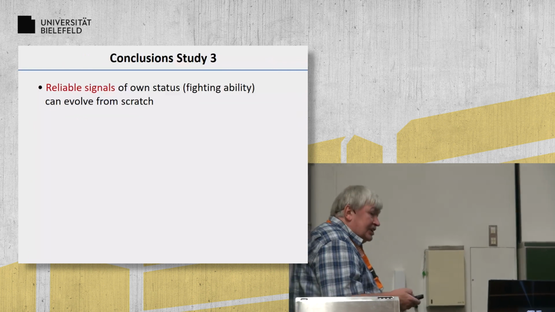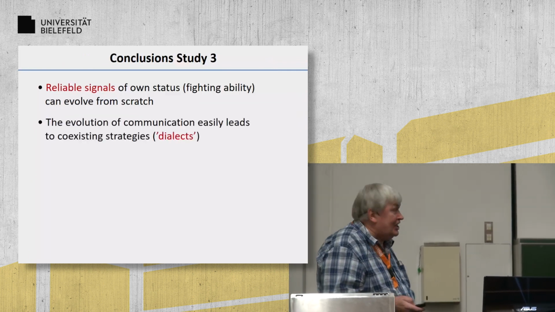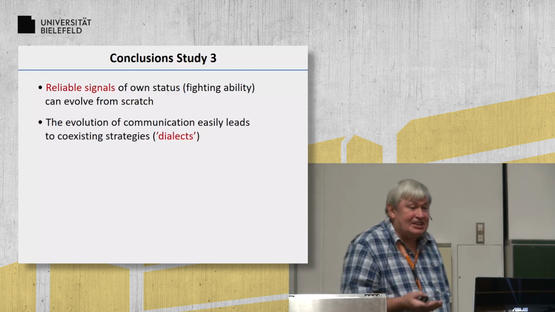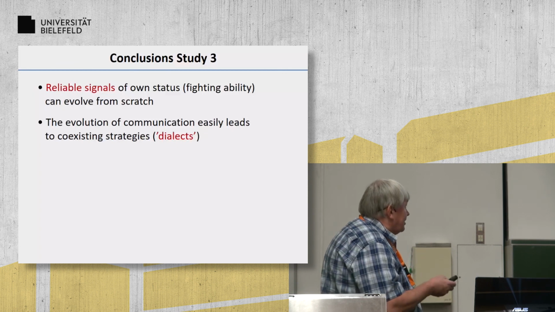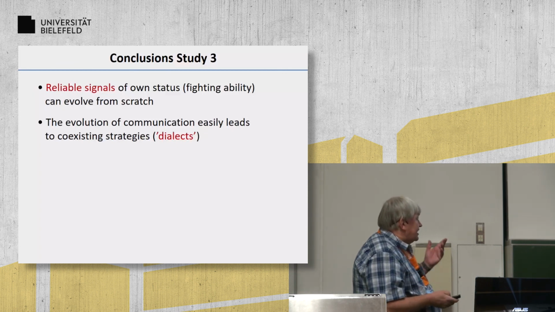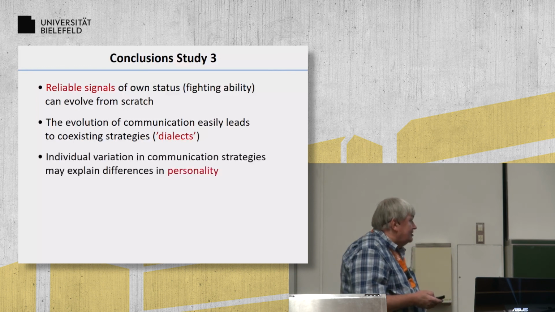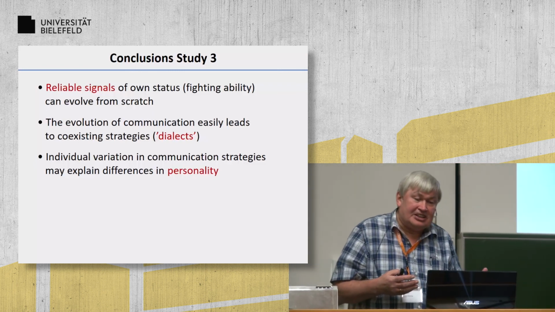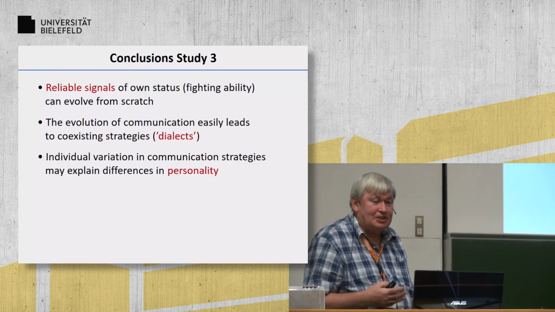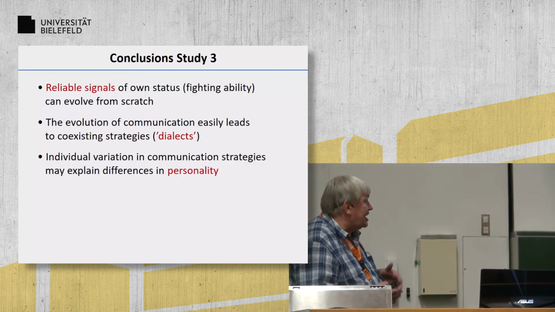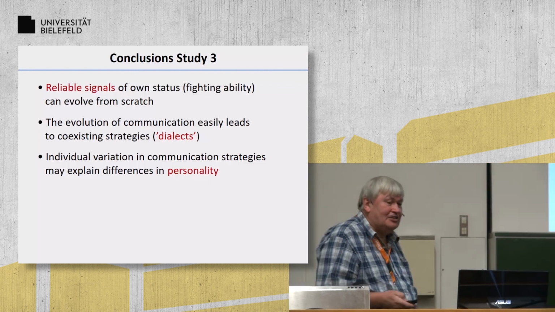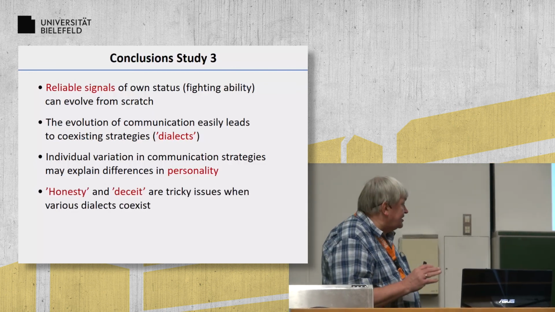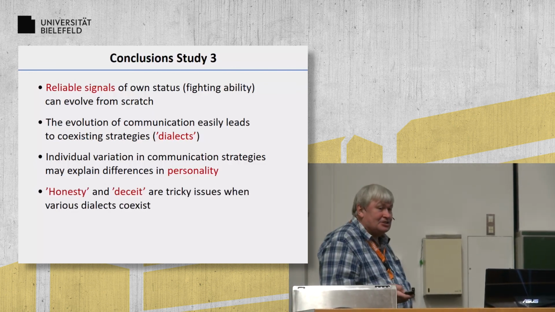So basically, the conclusions that we can draw are, first of all, that these reliable signals can evolve from scratch. But very interestingly, these kinds of systems often lead to individual variation in these strategies. And the fact is that different birds communicate in a different way. That also means that they behave in a very different way. So this is an alternative explanation for personality. And the other thing that we see is that honesty and deceit are very tricky issues when various dialects coexist.